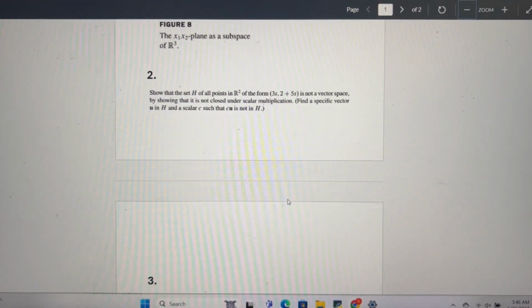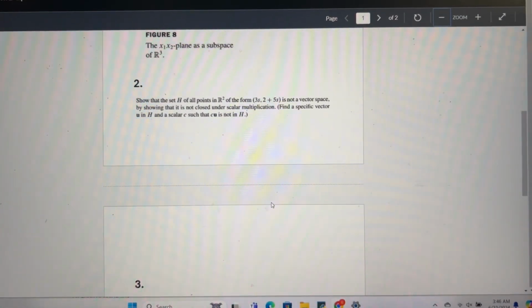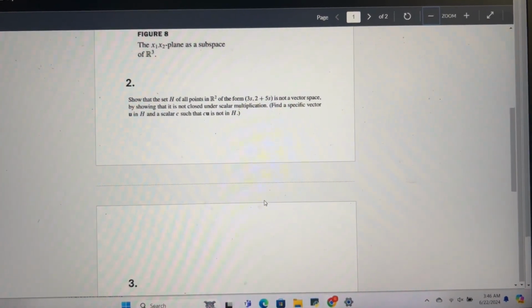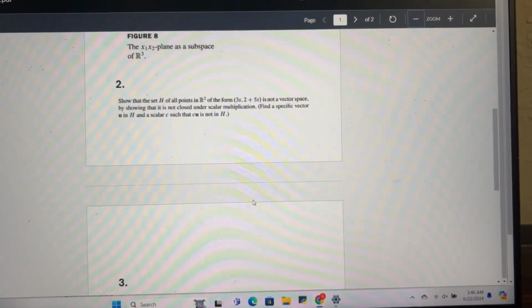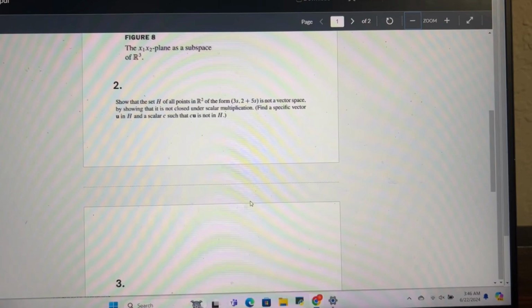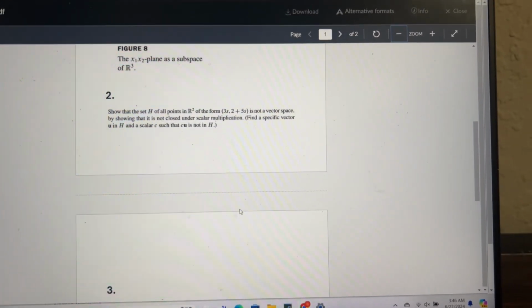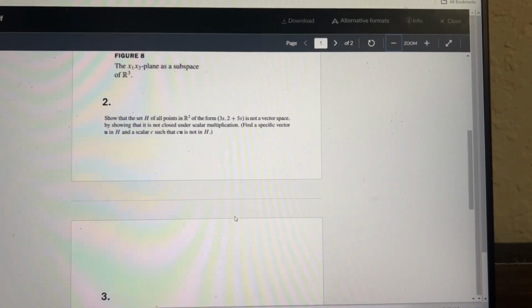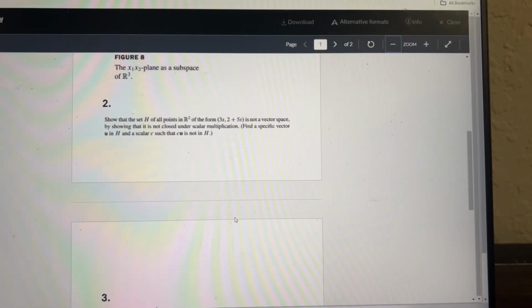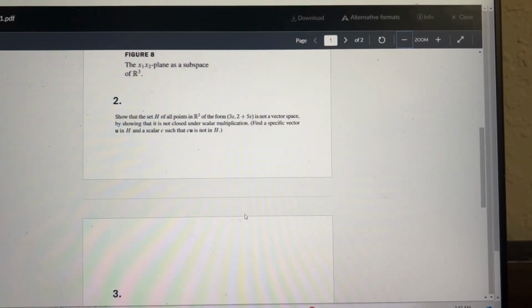Next, we have problem 2. This asks us to show that the set H of all points in R2 of the form 3S and then 2 plus 5S is not a vector space by showing that it is not closed under scalar multiplication. Then find a specific vector, U, in H, and a scalar, C, such that CU is not in H.